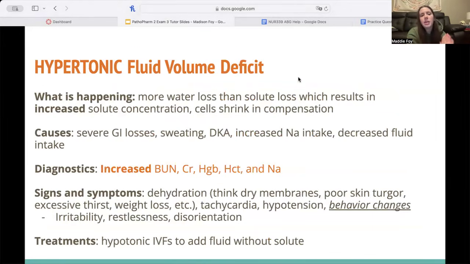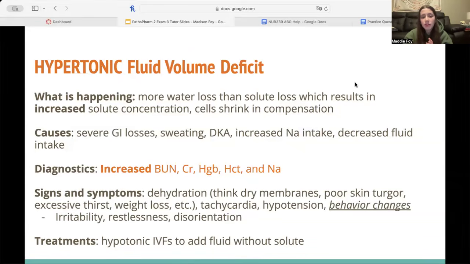Now, in contrast to the isotonic fluid volume deficit, there is also a hypertonic fluid volume deficit. The thing that makes this one different is that you do not lose fluid and electrolytes in the same proportion. So with a hypertonic fluid volume deficit, you are losing more water than solute, meaning that you have increased solute in the blood. Again, the causes are pretty similar of just dehydration, those severe GI losses through nausea, vomiting, diarrhea, excessive sweating, DKA can cause hypertonic fluid volume deficit, as well as excess sodium intake.